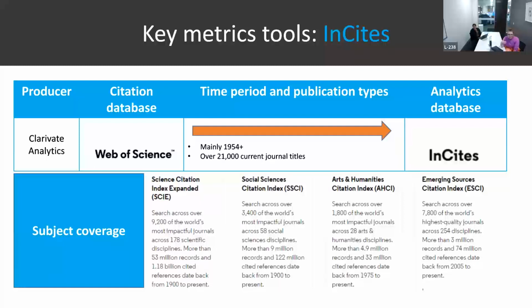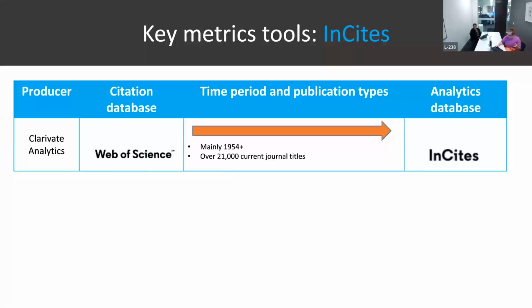So we're mentioning this other database because it's important when you're using your metrics to show the metrics that best suit you. Generally, as you can see by the numbers across the journal titles, Web of Science has over 21,000.